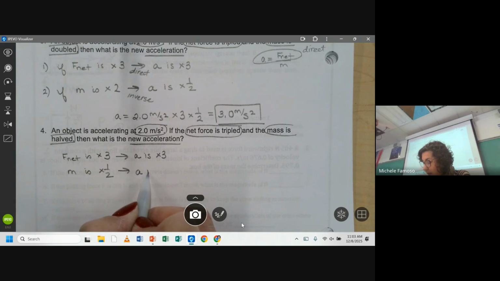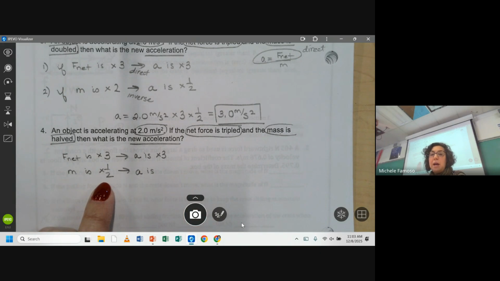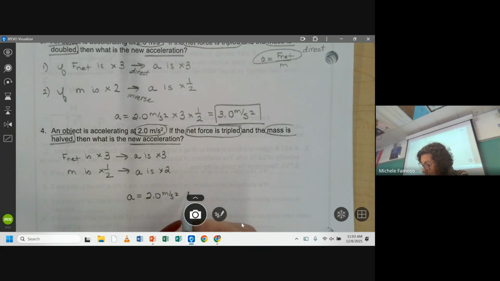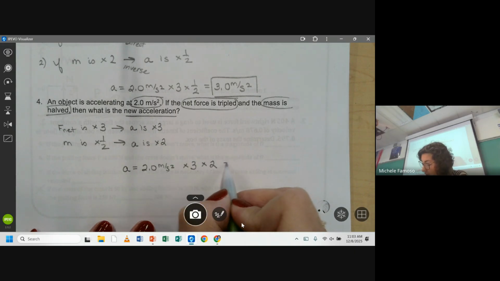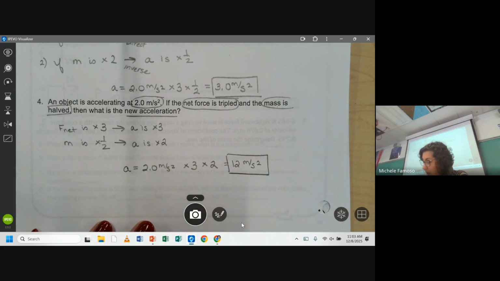Nikki, what is the acceleration going to be multiplied by when the mass is multiplied by a half? That's right, inverse of a half. So what we're going to do is combine these factors, take your original value, you're going to have to triple it, and then double it. 2 times 3 is? 6 times 2 is 12. So that gives us an acceleration of 12 meters per second squared.